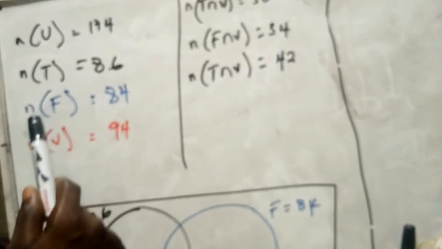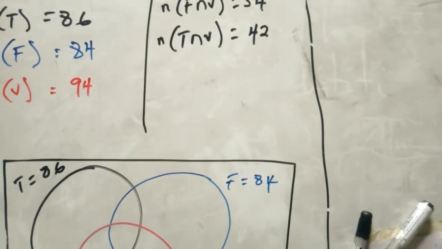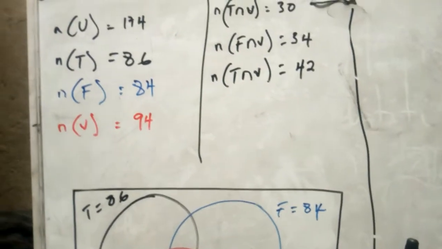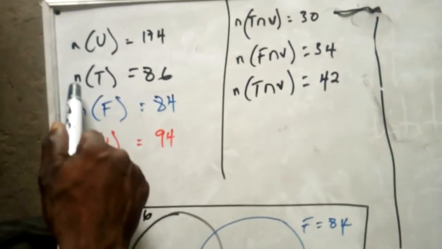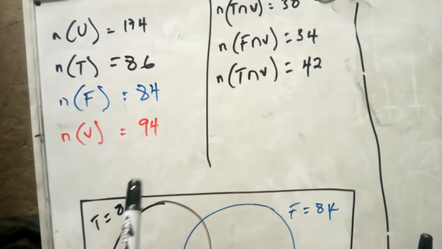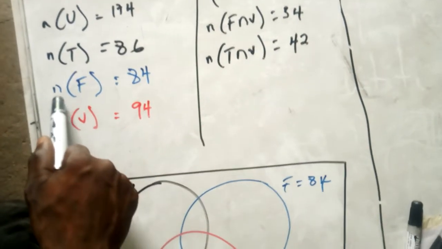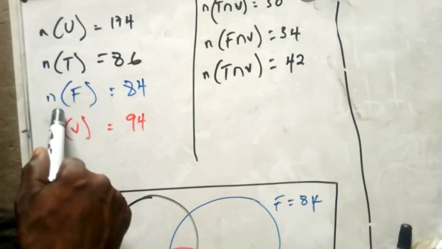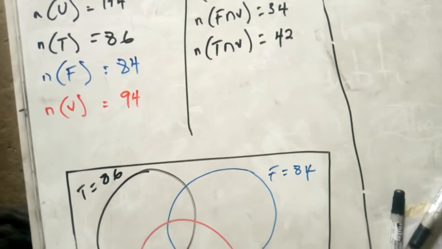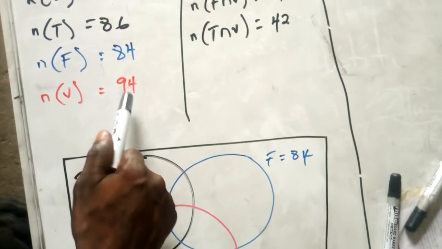Okay, the next sentence says that of these, 86 play table tennis. So the number of students who play table tennis is 86. And then the number of students, this small n represents the number of students, who play football is 84. And the number of students who play volleyball is 94.